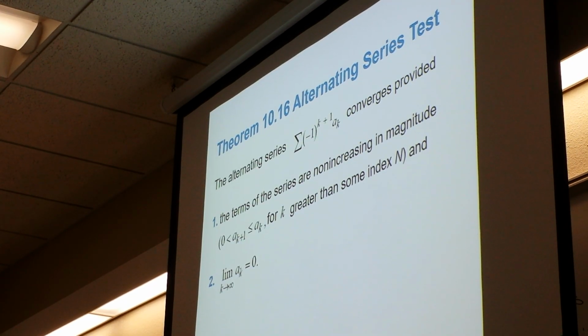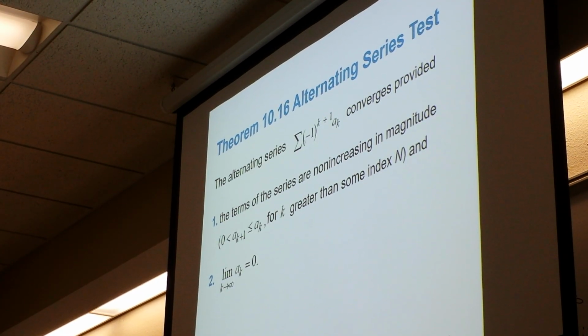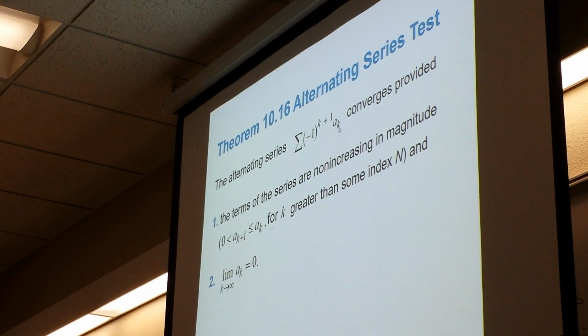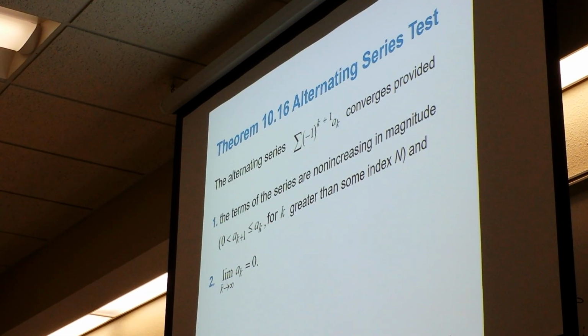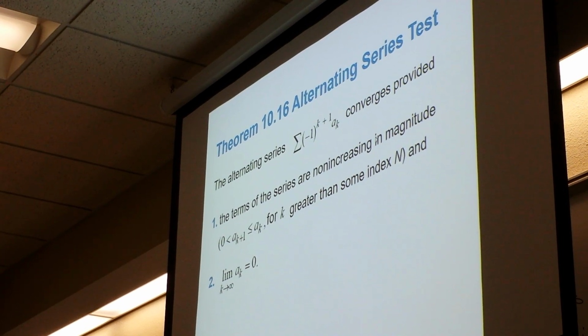Now notice it says limit of a sub k. That does not include the negative 1 part, that's only this part, a sub k. Does that make sense? So when they say limit of a sub k, they're not talking about alternating, they're just talking about the expression without the alternating part. So that limit has to be 0, and they have to be non-increasing, then it converges.